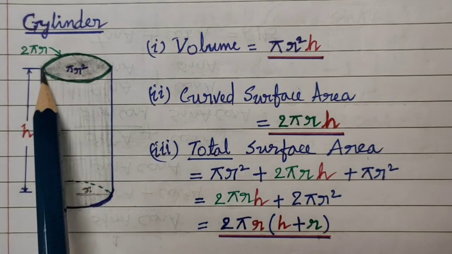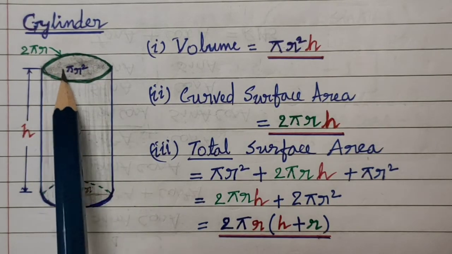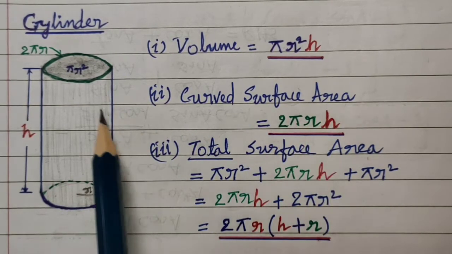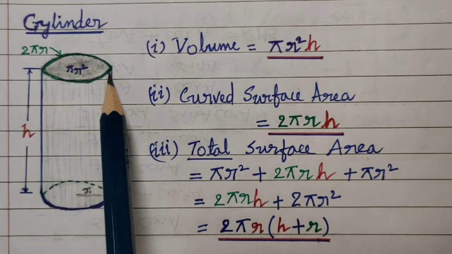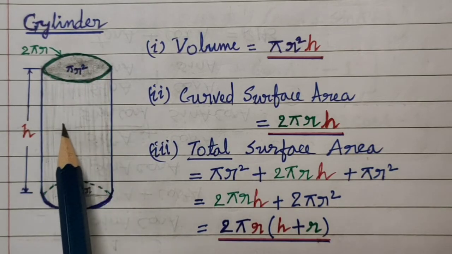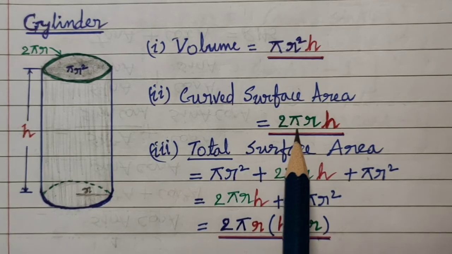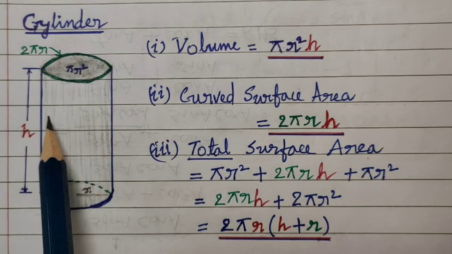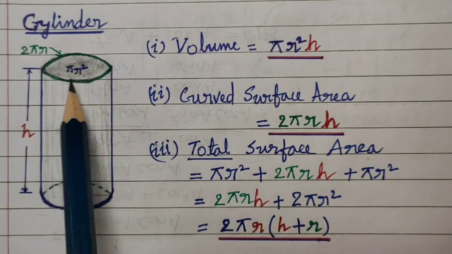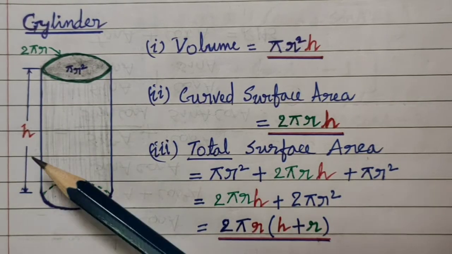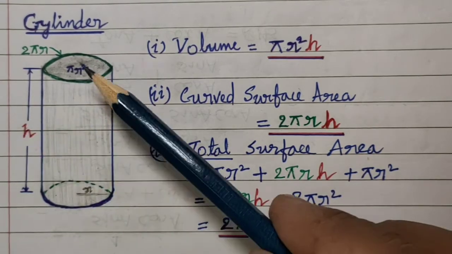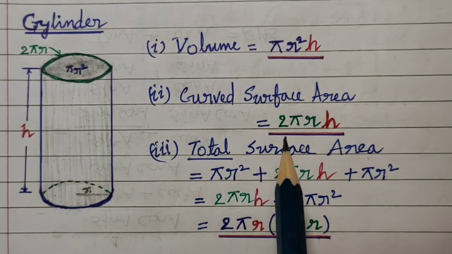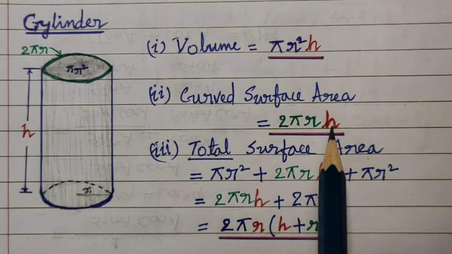This is the circumference of a circle, 2 pi r. Therefore, the curved surface area, the surface area around this cylinder, is given by 2 pi r into h. This is the height of the cylinder, and this is the circumference 2 pi r. Therefore, this whole curved surface area, this side as well as the other sides around the cylinder, is 2 pi r into h.